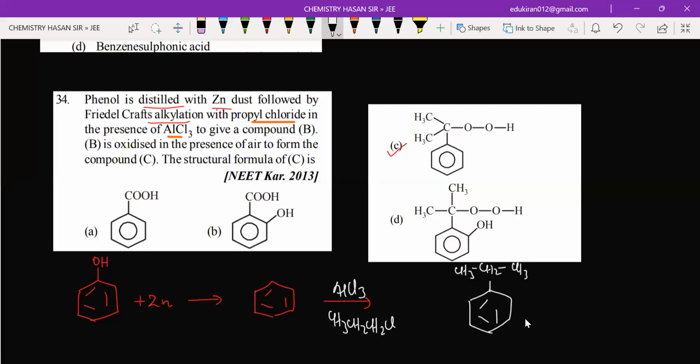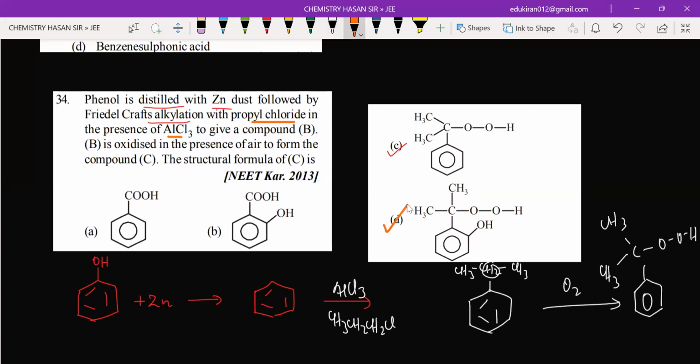And after this, you can see what you need to do. You are going to react this with O2. So this hydrogen will be eliminated and it will form like this, C and 2 CH3 is there, and both the oxygens will be like this. So what will be the answer? D. Please do write it.